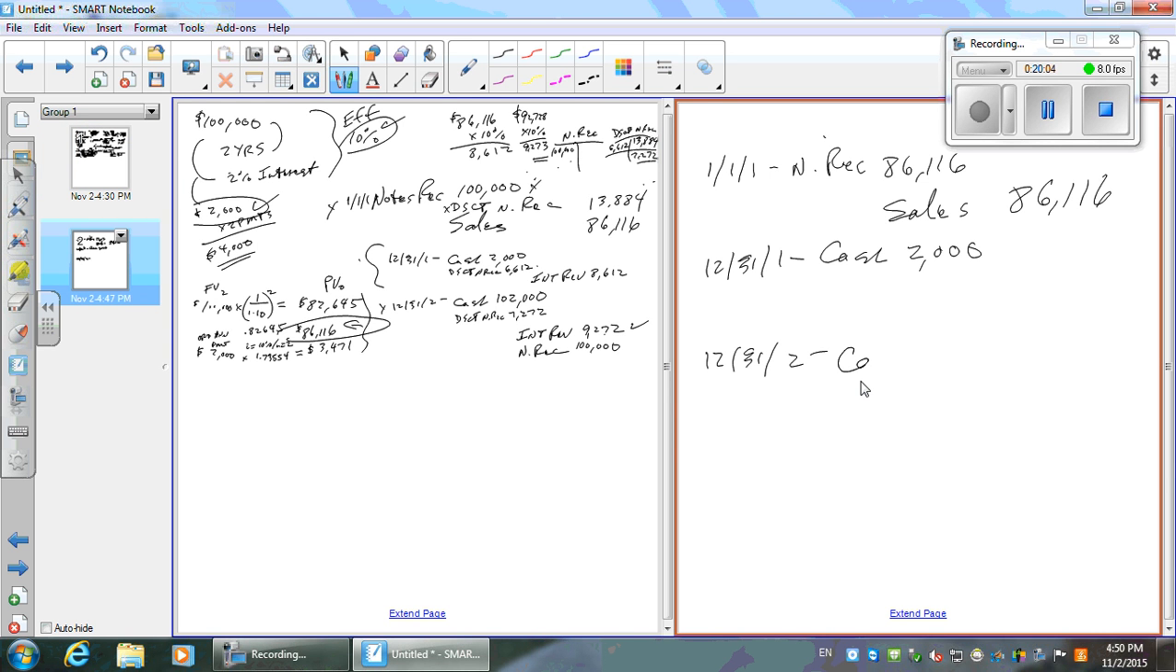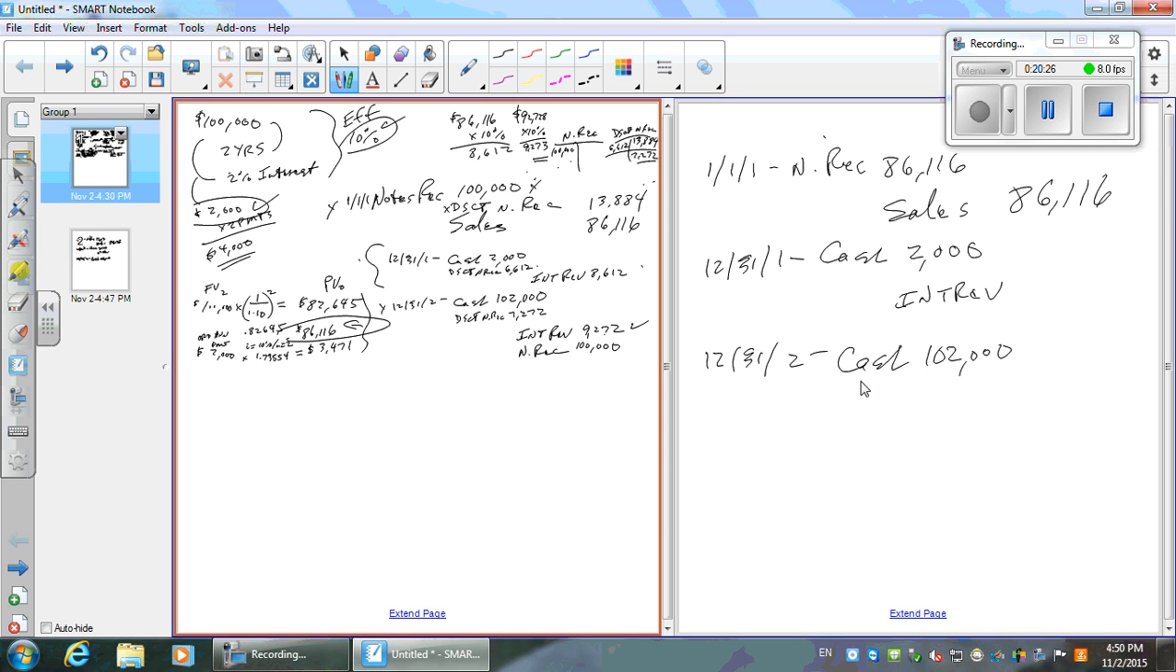This one's going to be debit cash for how much? 102. Okay, what do you want to do? You want to have interest revenue still? Is it the same amount of interest revenue? Well, yeah, it's 86,116 times 10%. Isn't your interest revenue here going to be how much? What do we say? There it is, 8,612.